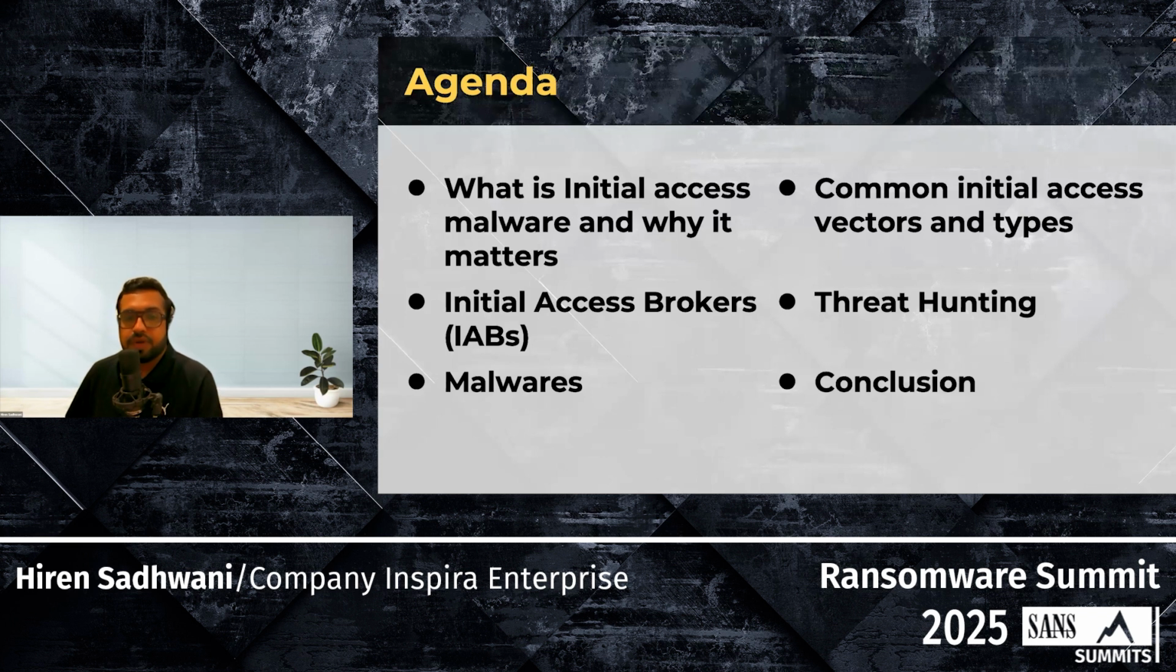To discuss how we can detect such things, our agenda would be: what initial access malware is, why it matters, what the initial access vectors and types are, and the role of initial access brokers. Then we'll discuss a little bit about threat hunting, and we're going to discuss three different malwares and how we can detect those.